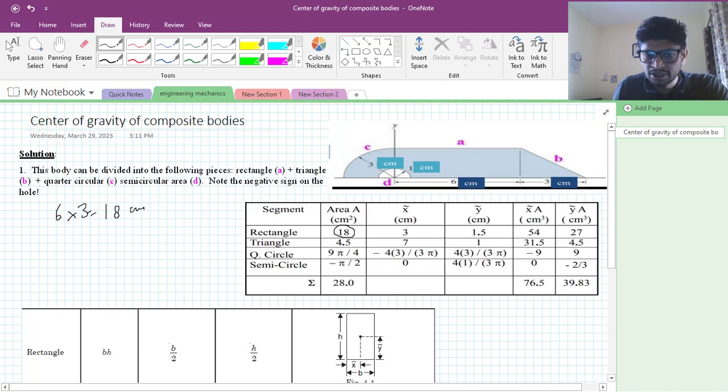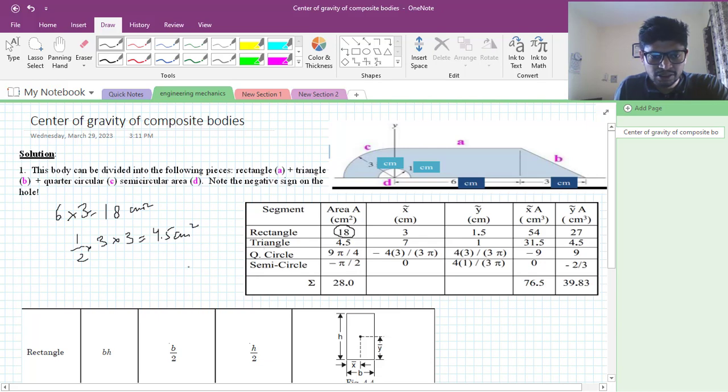Similarly, the area of the triangle is, the length is 3 centimeter and the width is 3 centimeter. Then half into base into height, you can see here, half into base into height. Then it will be 4.5 centimeter square. It is also centimeter square because it is an area.